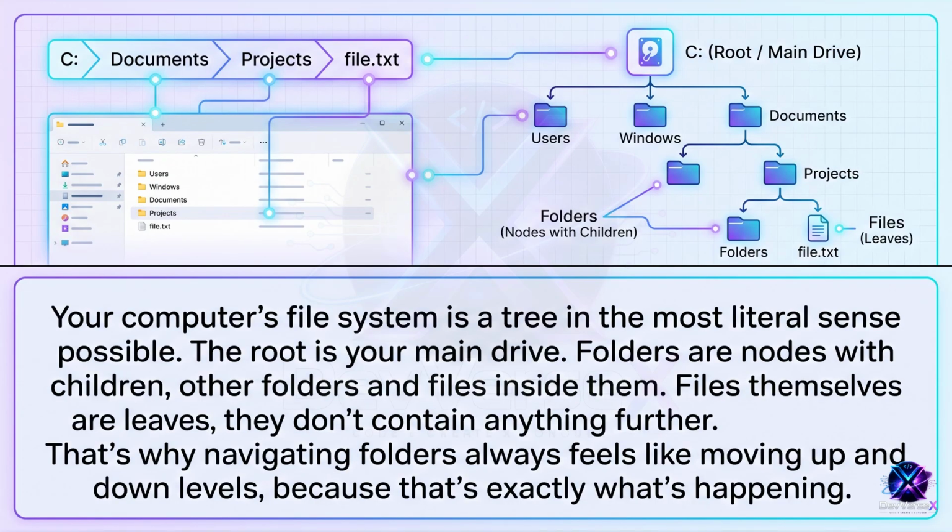Your computer's file system is a tree in the most literal sense possible. The root is your main drive. Folders are nodes with children, other folders and files inside them. Files themselves are leaves. They don't contain anything further. That's why navigating folders always feels like moving up and down levels, because that's exactly what's happening.